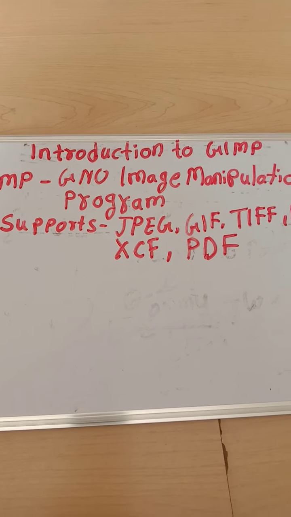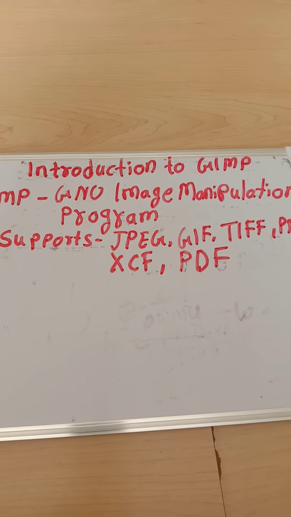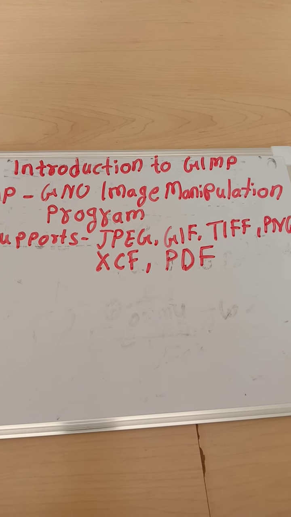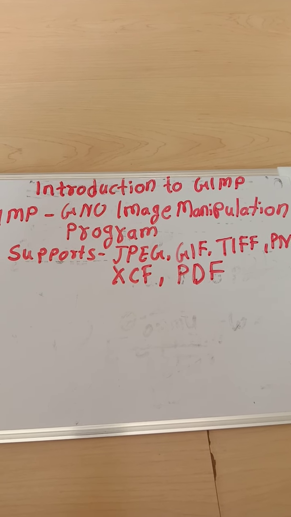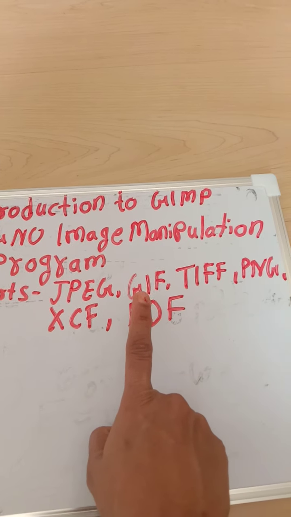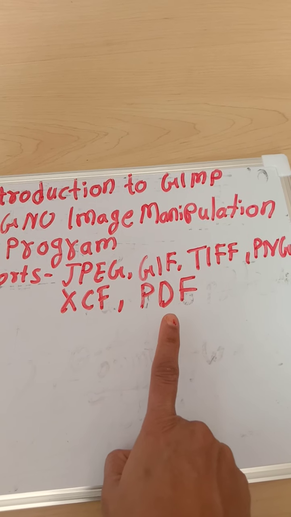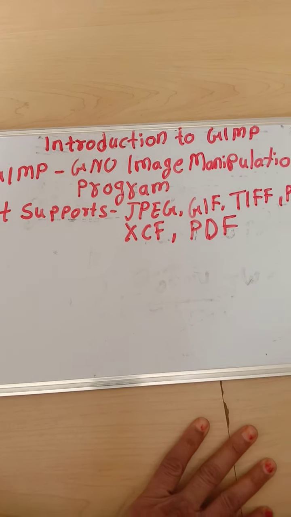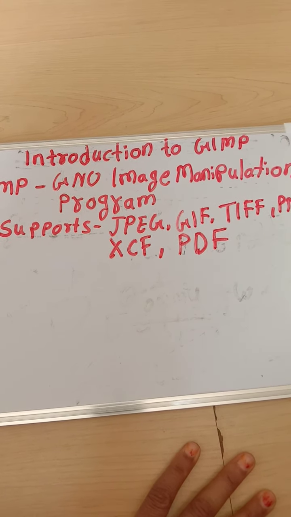If somebody is looking darker in the picture, you can make it brighter. If you want to make the image colorful, you can change the color shades according to your willingness. You can give a black and white background also if it is colorful. Many changes you can do with this, and it supports JPEG, GIF, TIFF, PNG, XCF and PDF files. It supports so many files. Okay, GIMP. Wide range of files you can use.